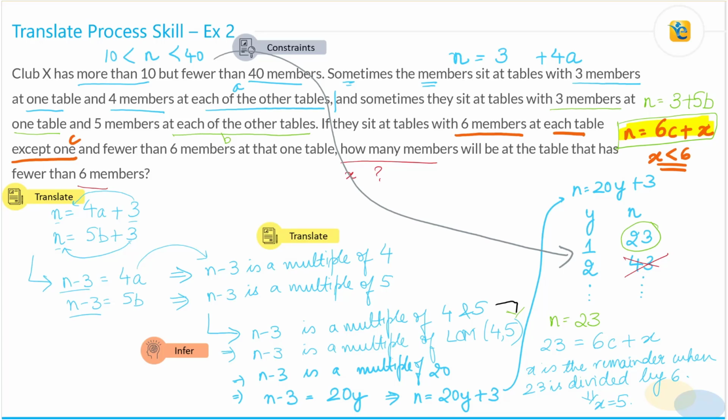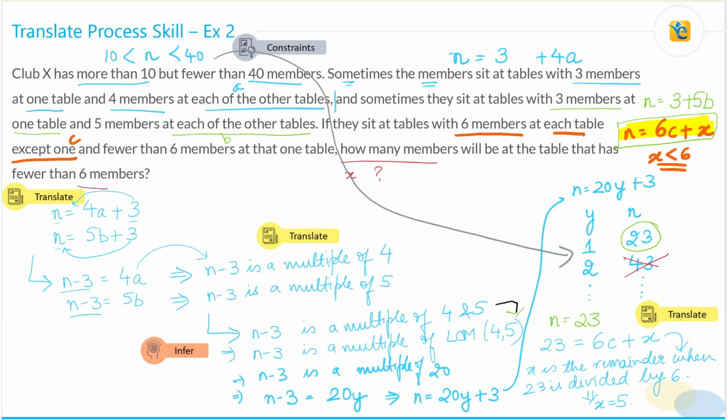So notice what I've done again. I have applied my translation process yet again over here. And in this case as well, I've translated from math to English so that I can understand what is the concept that I want to apply. Over here, it makes sense for me to apply the remainder concept, the remainder equation, and that's what I've done over here.